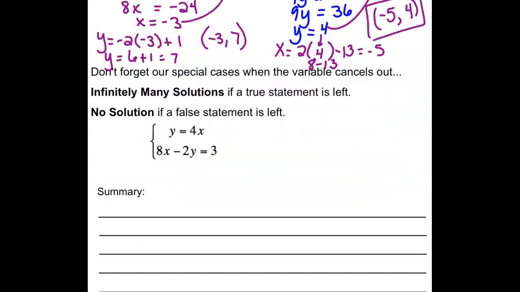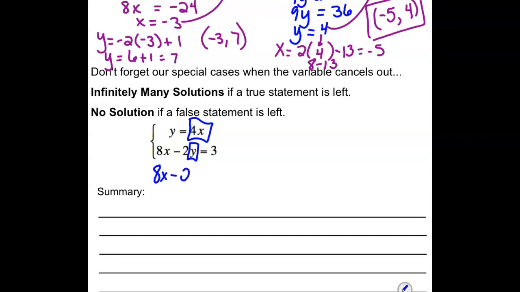Don't forget our special cases when the variable cancels out. We have infinitely many solutions as our answer if we are left with a true statement. We have no solution if we're left with a false statement. So looking at this, if we go to make a substitution, y is equivalent to 4x. So I'm going to replace my y with a 4x.